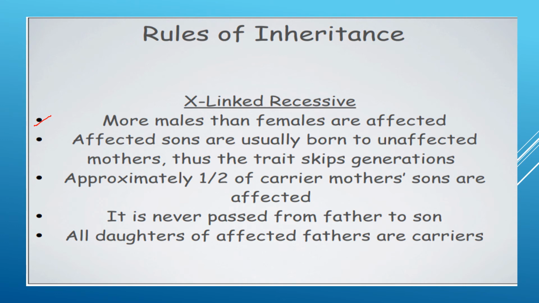And affected sons are usually born to an unaffected mother, because the mother is a carrier and she is normal. Approximately, for a carrier mother, 50% of the sons are affected. And it is never transferred from father to son. All the daughters of affected fathers are carriers. If the father has the disease, then all the daughters will be carriers. So these are the basic rules which help us to solve the pedigree very easily.